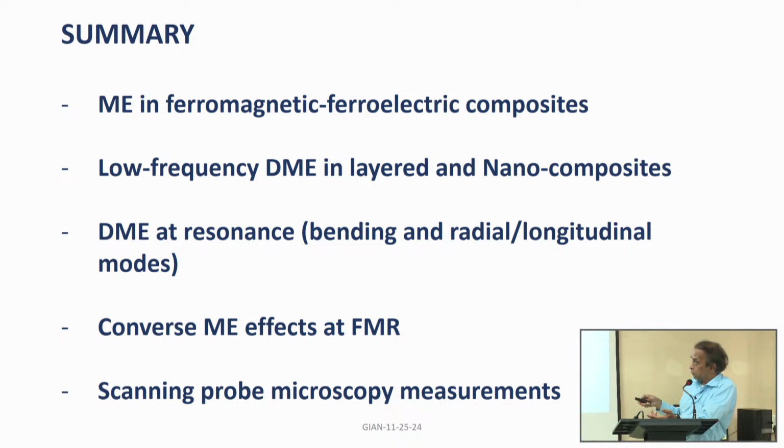And also we talked about the direct magnetoelectric effect at resonances corresponding to both acoustic resonance at bending as well as longitudinal or radial modes. Then converse magnetoelectric effect, how you look at it with FMR, and then using scanning probe microscopy to do these measurements. Okay, all right. That takes care of lecture number 2.